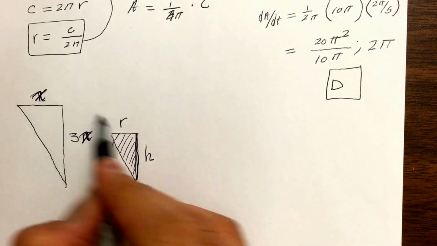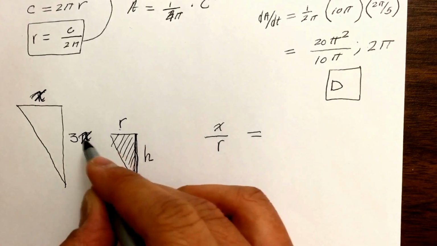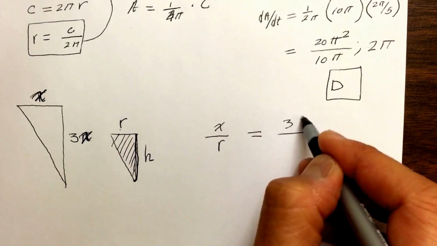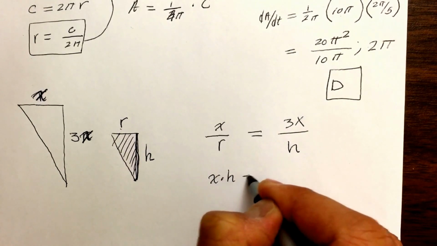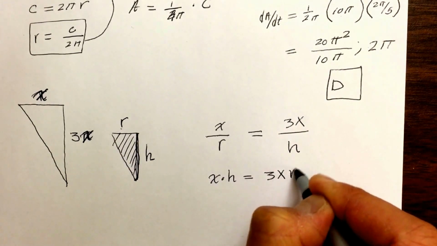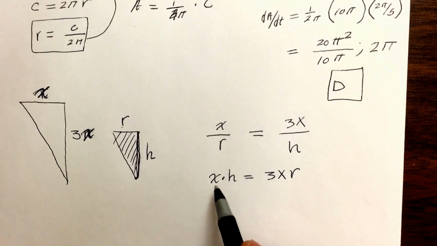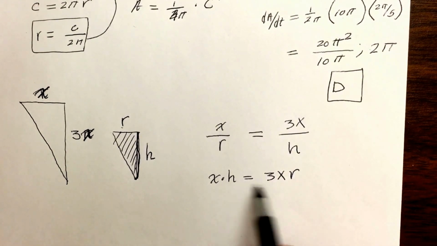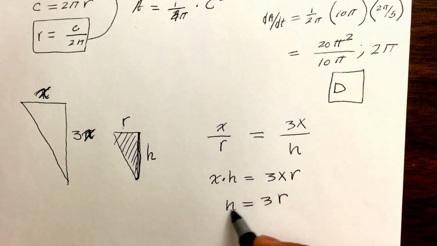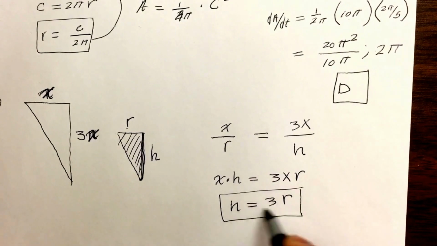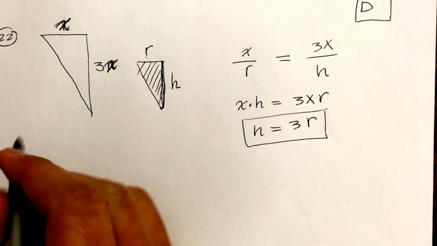Now, we can begin by establishing a similar triangle relationship between these two triangles. So we set x over r equals 3x over h. We cross multiply, we establish this relationship, okay? Notice that we can divide both sides by x, and the x would disappear. So this is our relationship between H and R. Leave that to the side for now.